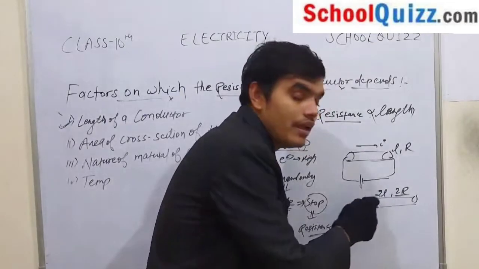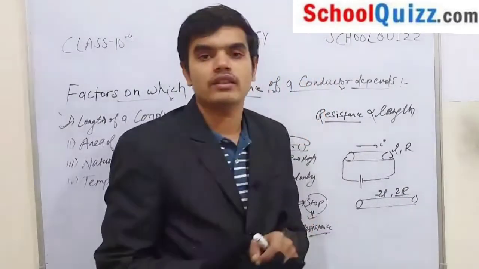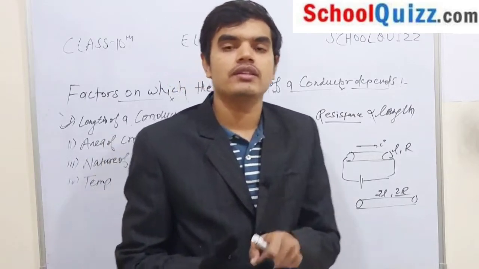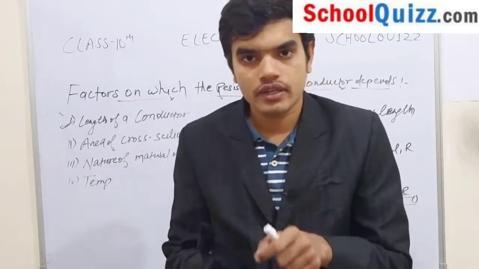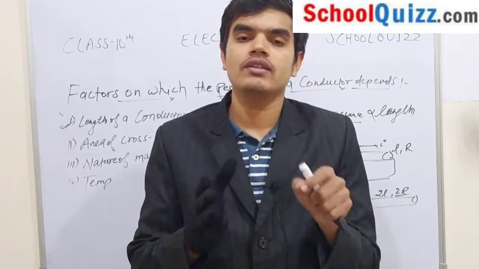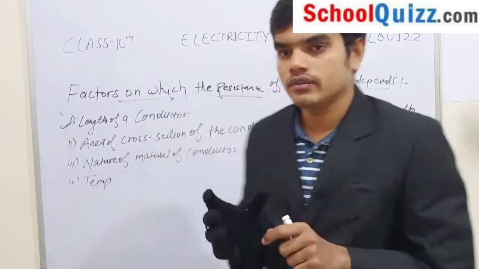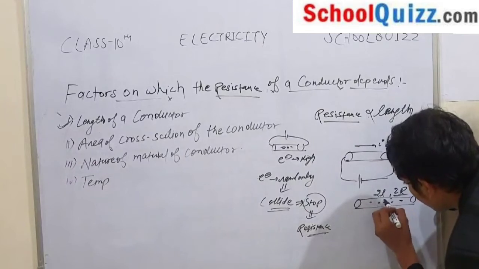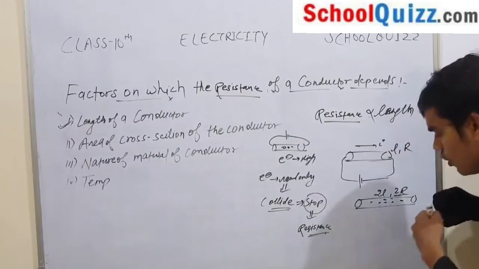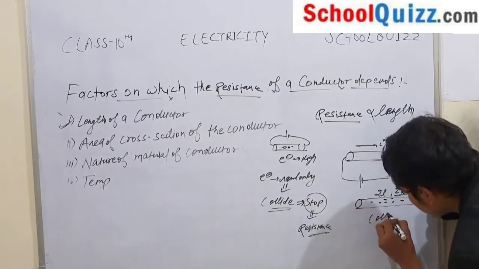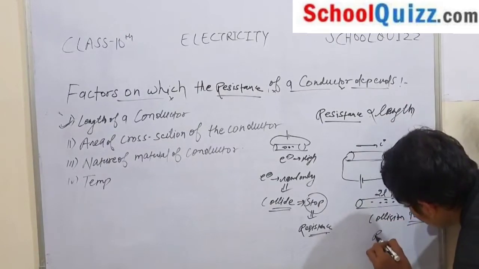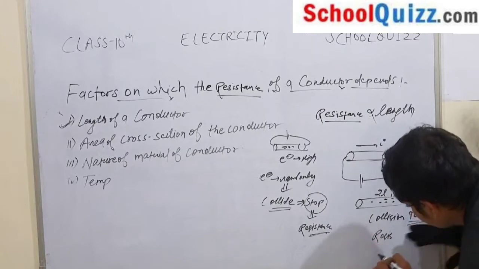So when you increase the length, the number of electrons will also increase, and then the number of collisions will also increase. When the number of collisions increases, the value of resistance is more. So your resistance will also increase.